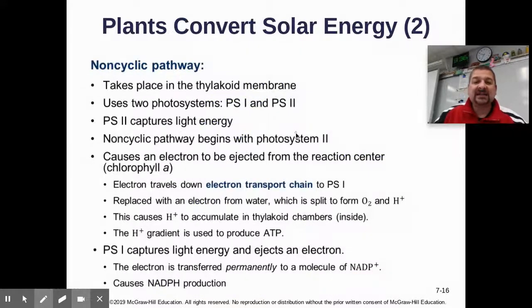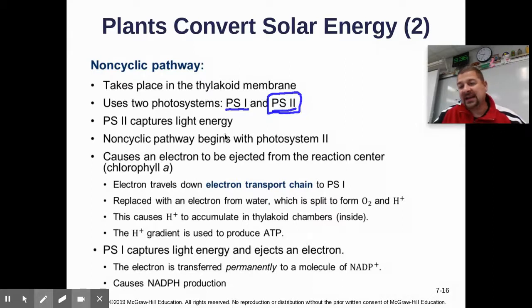First is the non-cyclic pathway. Again, it takes place in the thylakoid membrane. It uses two photosystems. PS just stands for photosystem 1 and PS2, photosystem 2. This one actually occurs first.